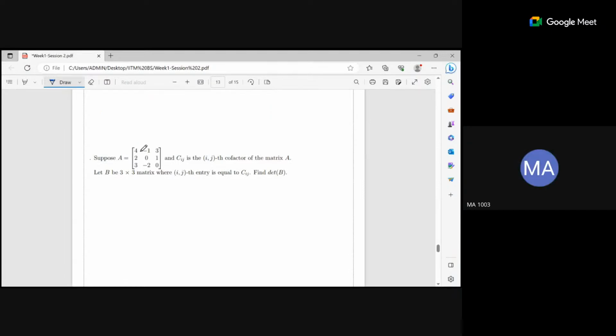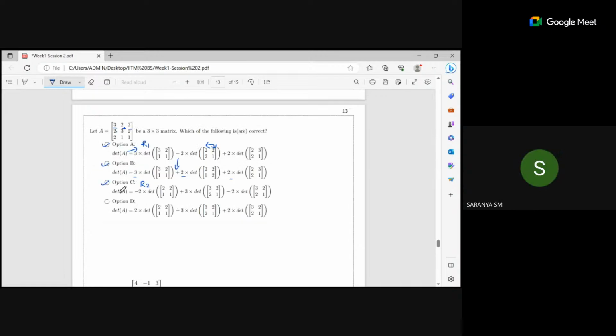Option which one? 3, ma'am. Option 3. So option C you are asking, right? Yes, ma'am. Okay. So let us consider this matrix here. Now let's expand this for the determinant of this.